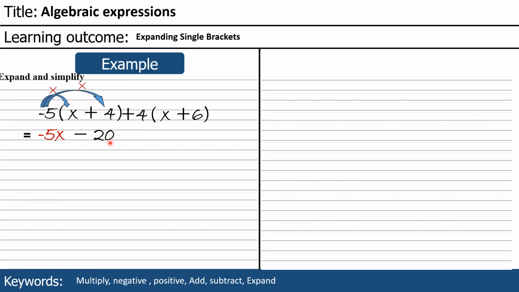And again, you repeat the same process, but this time your multiplier is positive 4. So multiply your positive 4 with everything inside the bracket. So multiply throughout your bracket with positive 4. So 4 multiplied by x is 4x, and then 4 multiplied by 6 is 24.